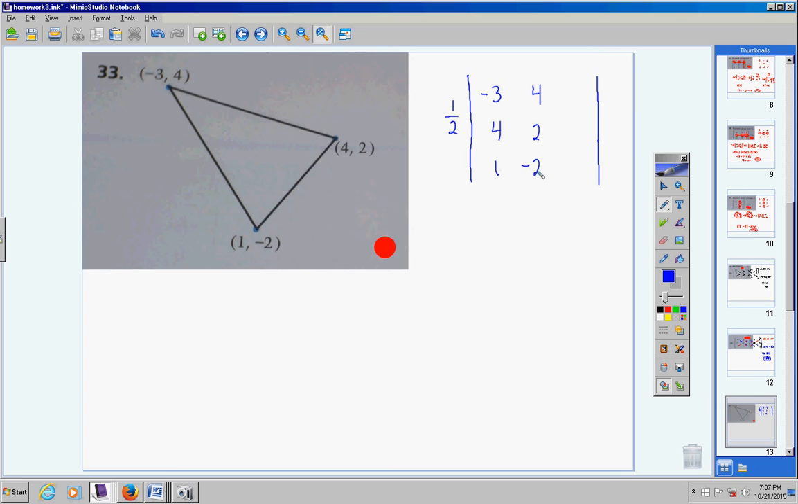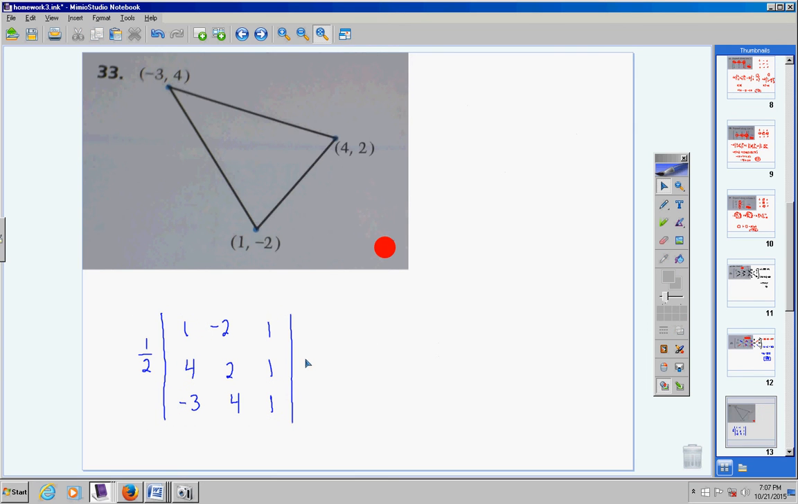If you want to put 1, negative 2 first up here like this, put it first. Put negative 3, 4 down here. It just doesn't matter. Your ordered pairs can go in any order you want, okay? Just make sure you keep the ordered pairs together. Then over here you always put 1s, and you always put a 1/2 out here. Now, I'm going to run out of room if I don't move this down here.